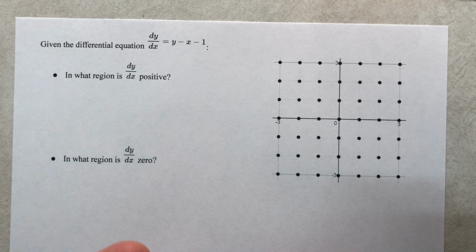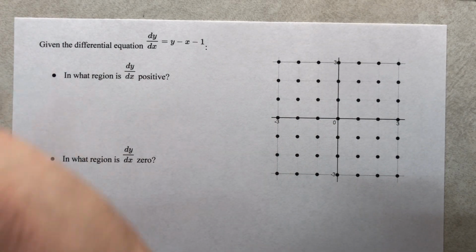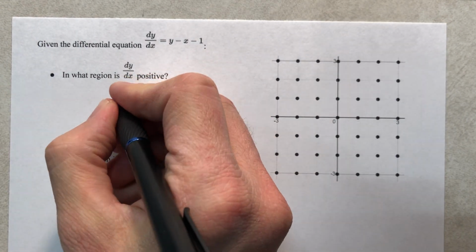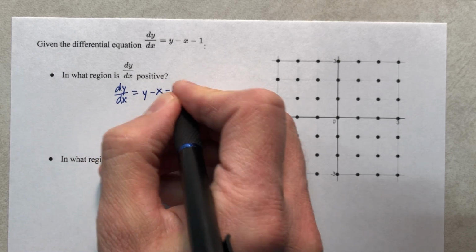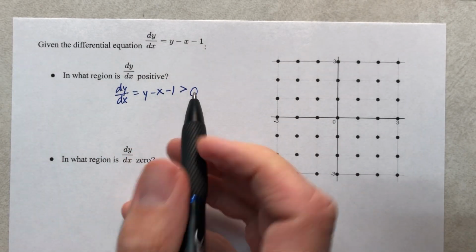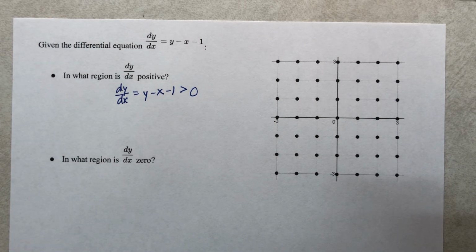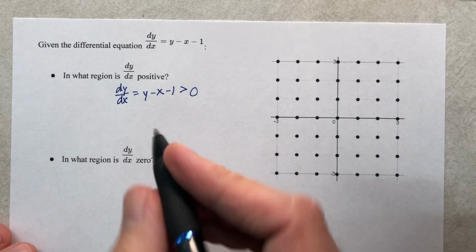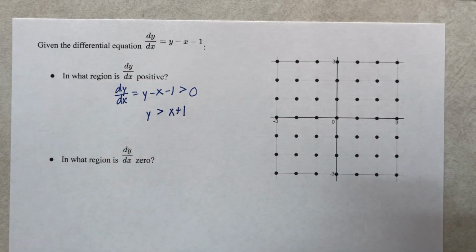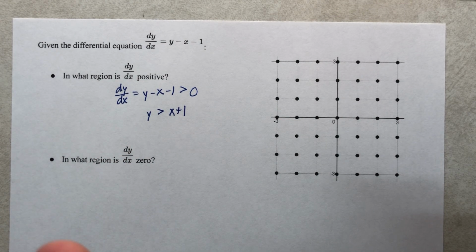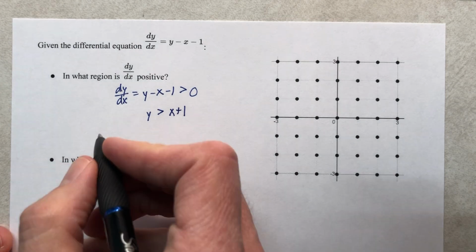So do you want to draw the slope field? Me neither, but something's going to become very obvious as we do this. I want the slope to be positive, which really means I want this. I want the slope, which is this, to be positive. I'm going to just solve it. Solve it for what? Well, let's go for something logical. Solve it for y. So y is greater than x plus 1. Done. Like, done. I'm going to write it as a sentence.